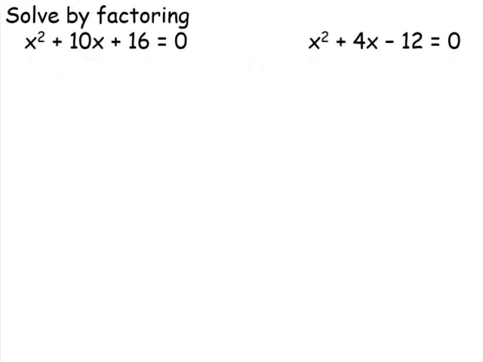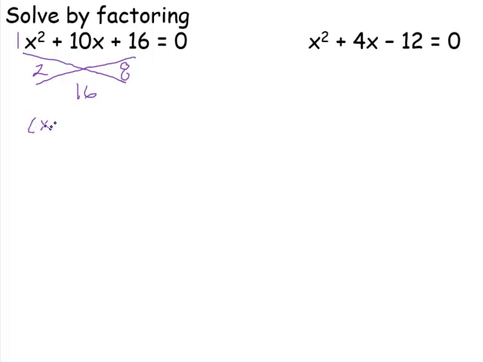And the last problem, we have to do all three parts now. So remember, place that 1. We're going to multiply 1 times this plus 16, which gives us 16, and we need the two numbers that multiply to give us 16, but when we add, we get 10. That would be 2 and 8.